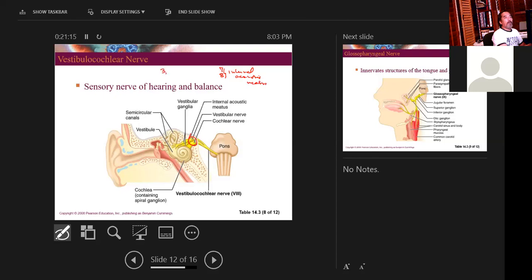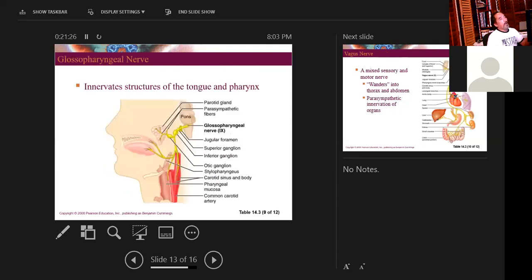Then 3, 4, 5, and 6 is your SOF, superior orbital fissure. Okay, let's take a look at 9. What is 9? Glossopharyngeal nerve. The glossopharyngeal nerve is the one that actually stimulates the structures of the tongue and the pharynx. Okay, tongue and the pharynx. So you're going to have the parotid gland, and there's other things that it will actually do. It actually is the one that stimulates your gag reflex. So if I put a tongue depressor and push it to the back of your mouth, you're going to gag. That's handled by the glossopharyngeal nerve.